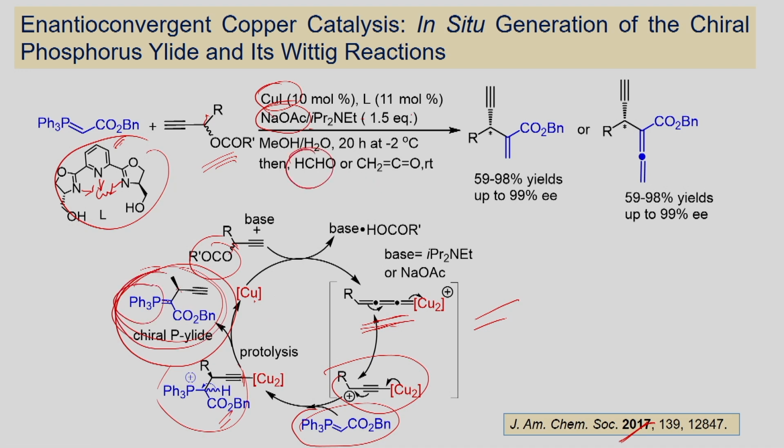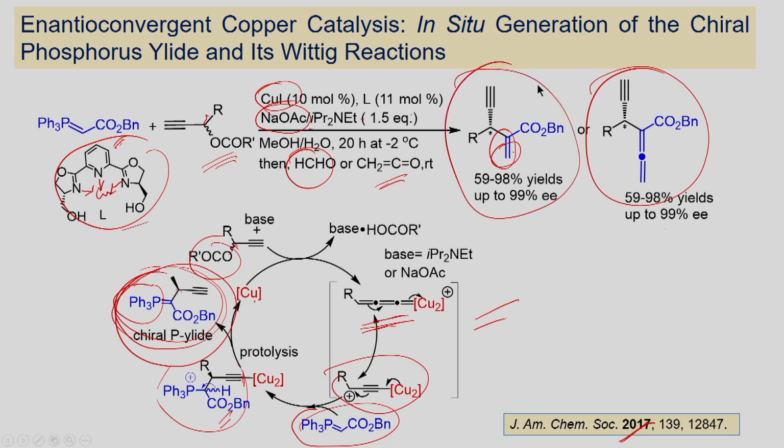If you use formaldehyde, you get this alkene as the product. On the other hand, if you use ketene, then you will be able to get this allene as the product. So, you can see here they have produced this derivative with excellent optical purities. You can see up to 99% enantiomeric selectivity. So, this is some of the recent development in this phosphorus ylide chemistry, and you can see here, if you react in the presence of chiral ligand, you will be able to make this chiral alkene or chiral allene as the product with excellent optical purities.